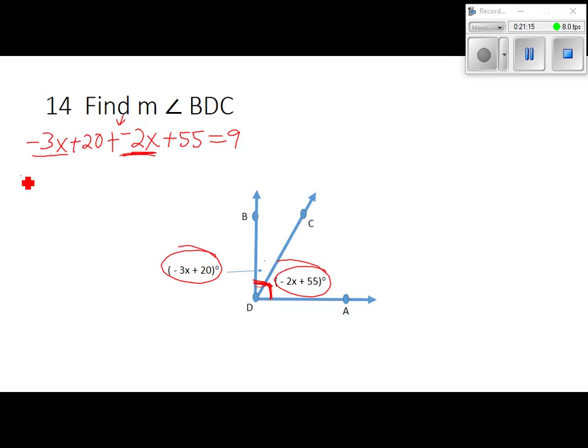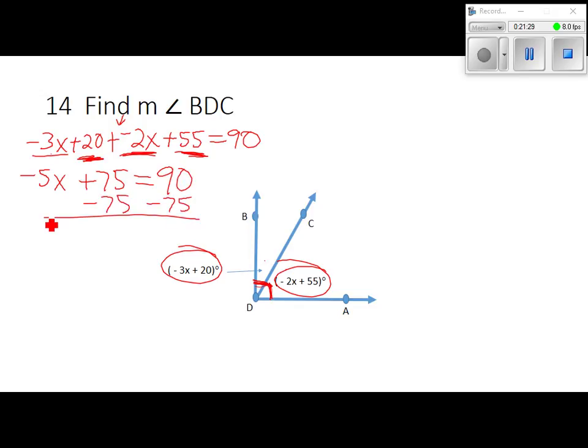-3x and -2x give us -5x, 20 and 55 give us 75. That should be 90 over there. Still equals 90. Subtract 75 on both sides. You end up with -5x equals, these cancel out, 90 minus 75 is 15. Divide by -5. You end up with x equals -3.